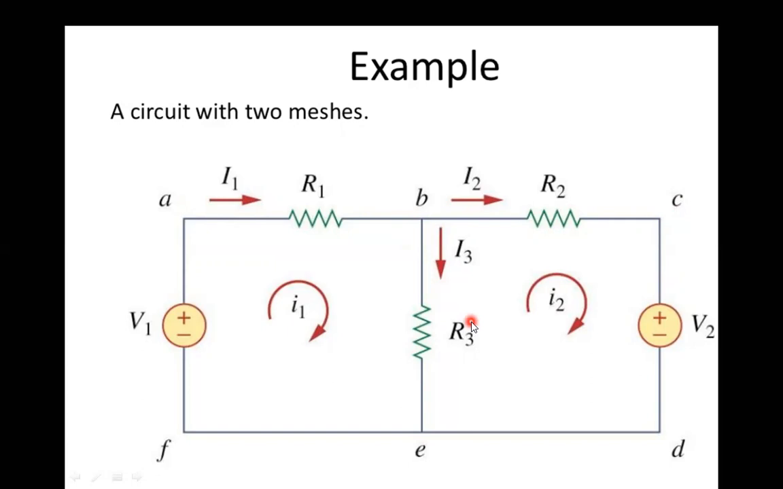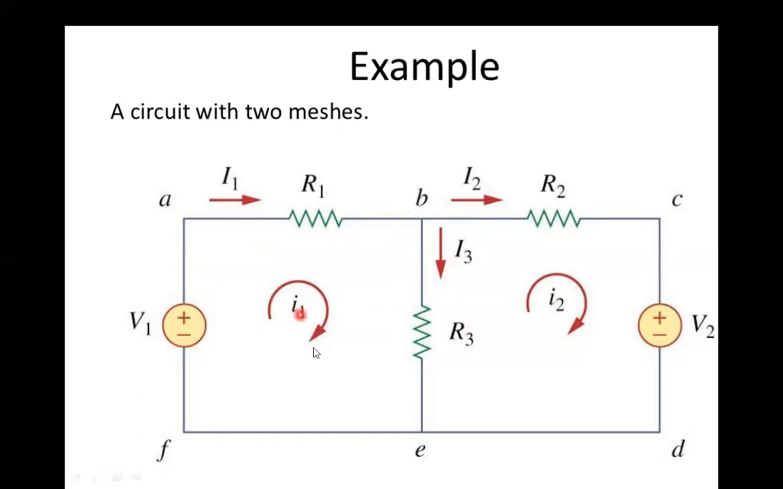So let's see, applying Kirchhoff's voltage law to each mesh. Now applying Kirchhoff's voltage law. So what was that? It was nothing but the summation of the product of resistance and current being equal to the total voltage in that particular mesh, isn't it?